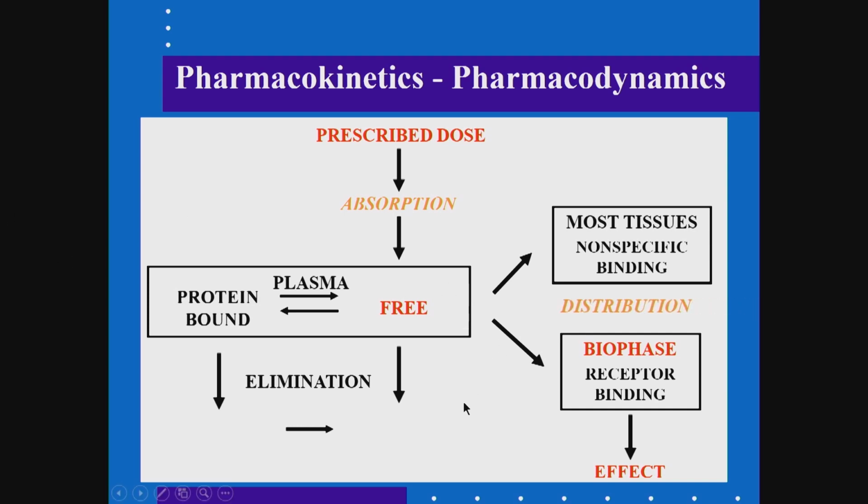Then drug elimination will take place, but of course drug distribution from the plasma compartment will take place. The drug may actually distribute to most tissues, and you may find non-specific binding of drug to tissues, but where we're really interested is in the distribution of the drug to its site of pharmacological action, what we call the biophase, and of course the study of receptor binding, and ultimately the effect of the drug that we're looking for.